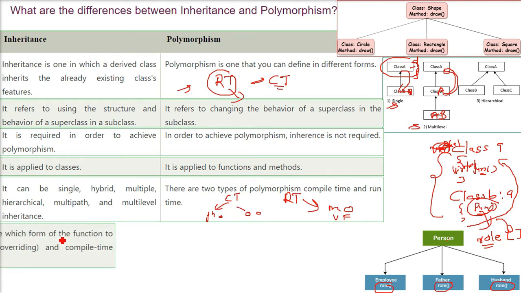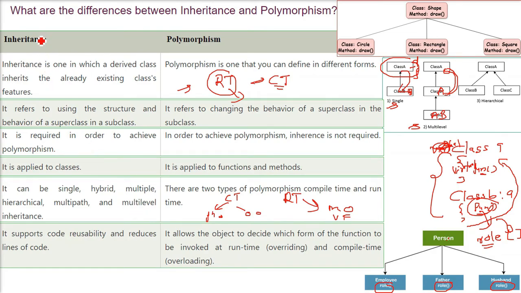Runtime is method overriding. Inheritance supports code reusability and reduces the lines of code, because you are inheriting the code, so you don't have to write that code again. When class A is inside class B, and in multi-level, classes A and B are inside class C, that means you are actually reusing the code. So the lines of code will be less. Polymorphism allows the object to decide which form of the function is to be invoked, at runtime, that is overriding, and at compile time, which I just told you about, overloading, operator overloading, or function overloading.